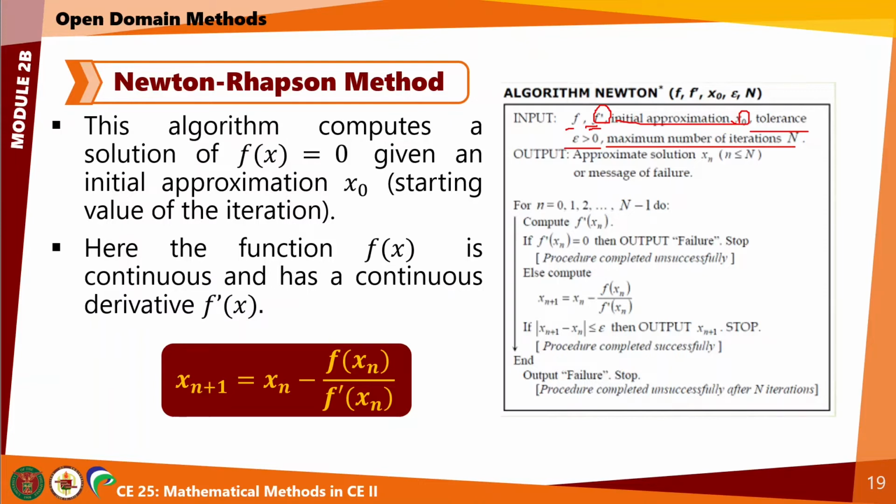Okay, ang gusto nating i-output ng program natin is yung solution, approximate solution, or message of failure. Sa bawat iteration natin, kinocompute muna yung first derivative. Alam mo yung first derivative. Kung yung derivative na yun is equal to 0, failure agad yun kasi nasa denominator yan. Hindi pwedeng 0 agad yung slope mo sa start pa lang.